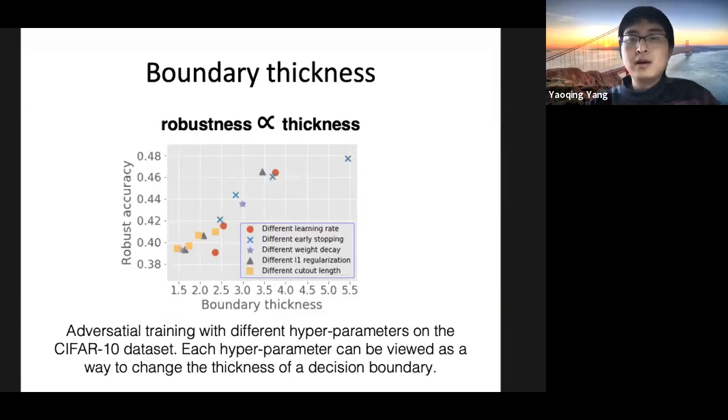Basically, we showed that boundary thickness defined in this way strongly correlates with neural network robustness. For example, in this experiment, we show that the robust generalization accuracy of neural networks trained using adversarial training with different hyperparameters correlates well with the boundary thickness. Each hyperparameter can be viewed as a way to change the thickness of the decision boundary.